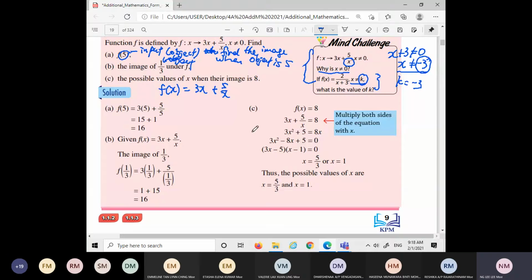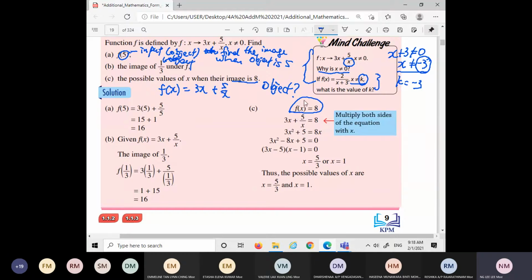Now we come to part C. The possible value of x when the image is 8. Possible value of x means they are asking what is the object. For part C, they are asking for the object. Given the image is 8, therefore f(x) is 8. You have to start with the image is 8, so f(x) is 8.